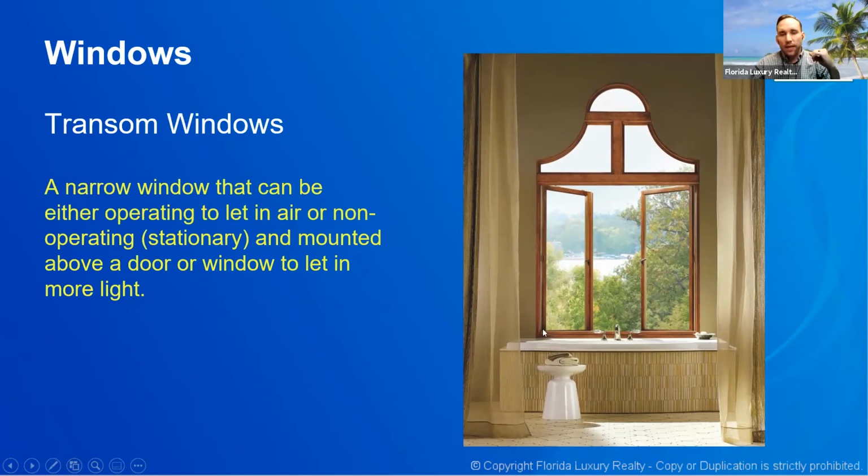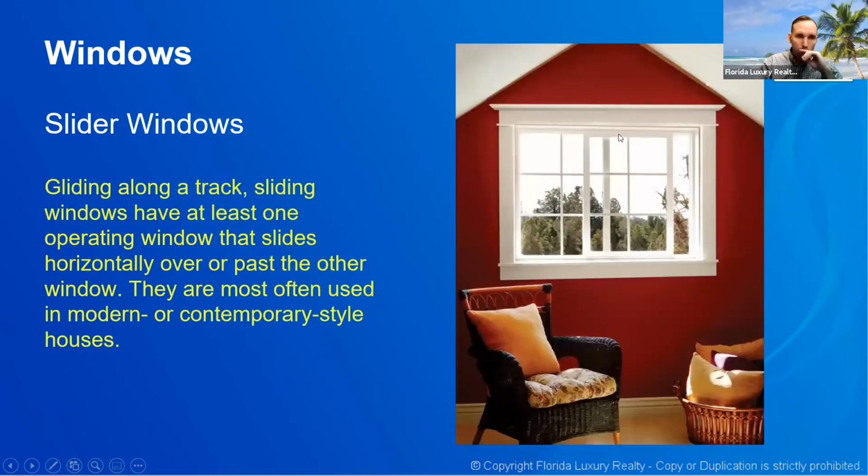So we typically have these big picture windows in bathrooms. Sometimes they have like a stained glass or something like that. And then above it, we have like a little semicircle kind of window. That's what it's called, a transom window. That's what that is. Then we have slider windows.